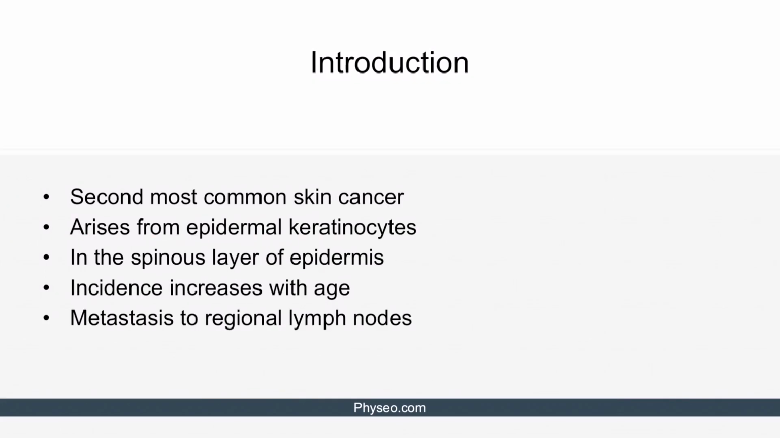Squamous cell carcinoma is the second most common skin cancer after basal cell carcinoma. It arises from epidermal keratinocytes in the stratum spinosum, or the spinous layer of the epidermis. Now, the incidence of squamous cell carcinoma increases with age. Although the cancer is slow growing, it can metastasize to regional lymph nodes.